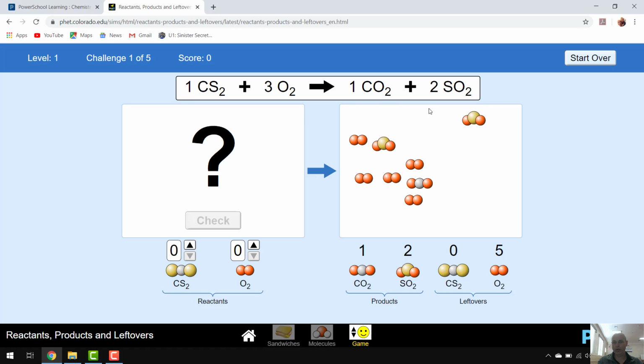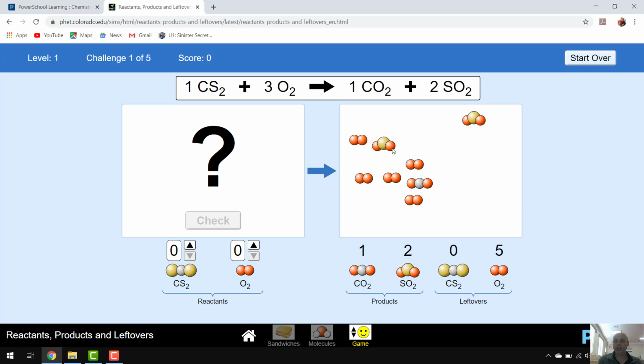And it's given you an equation up here. Okay, so it gives you the equation, and the thing here is, though, it's already given you the products and the leftovers. So it's already done the right side for you. Now we have to fill in the left side to match it.